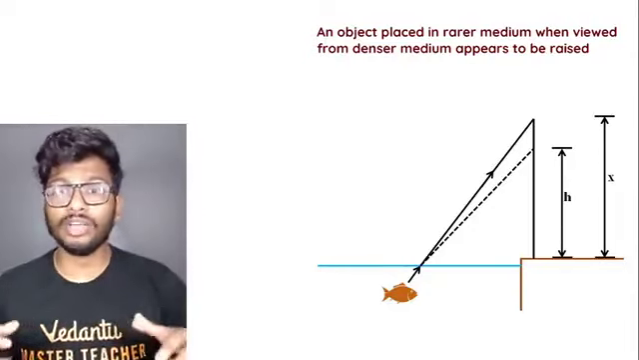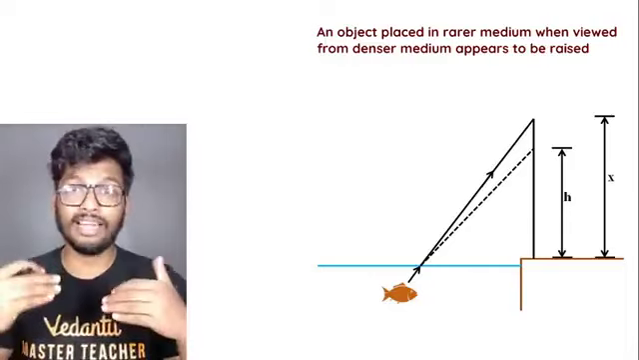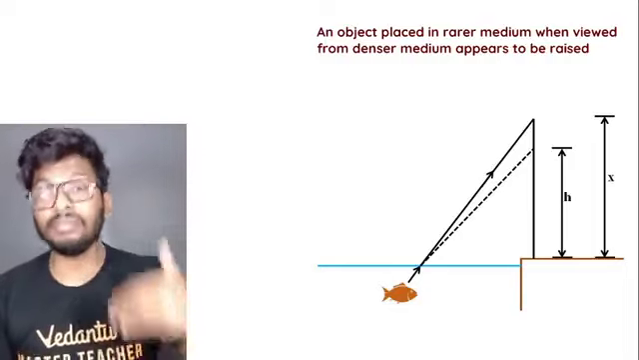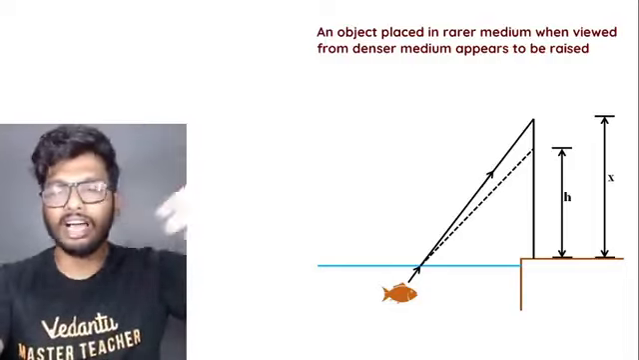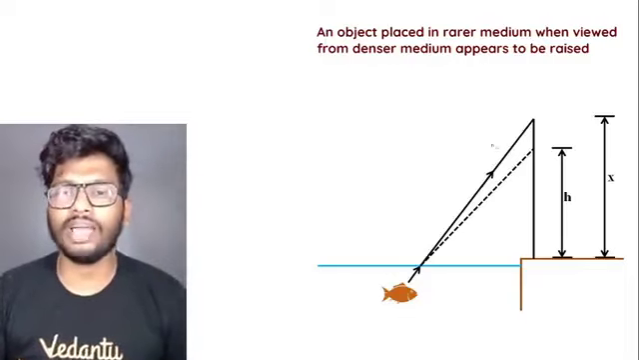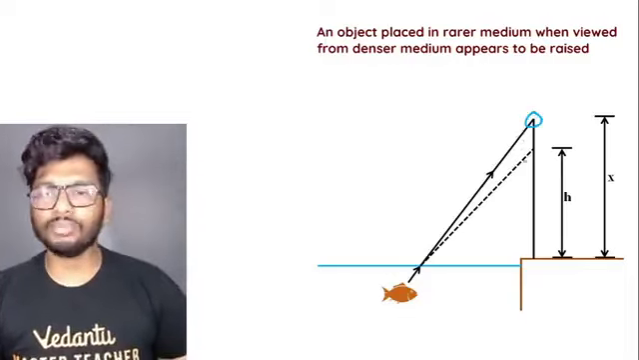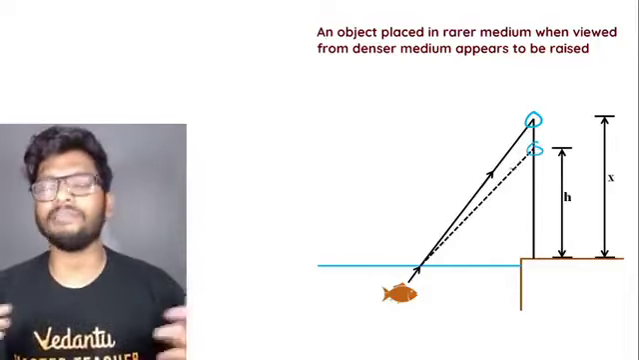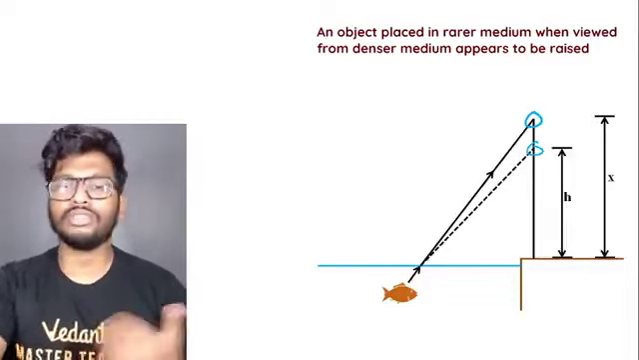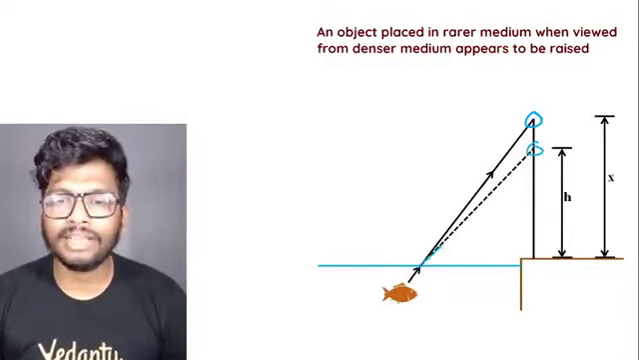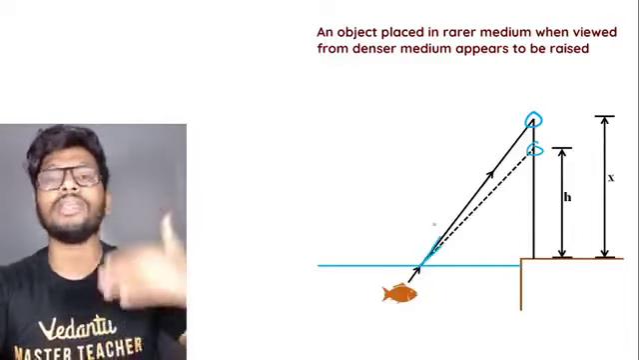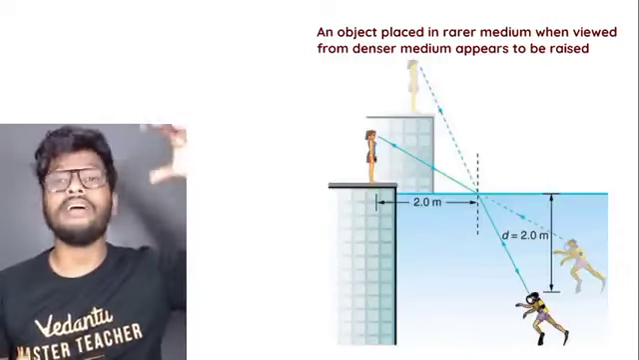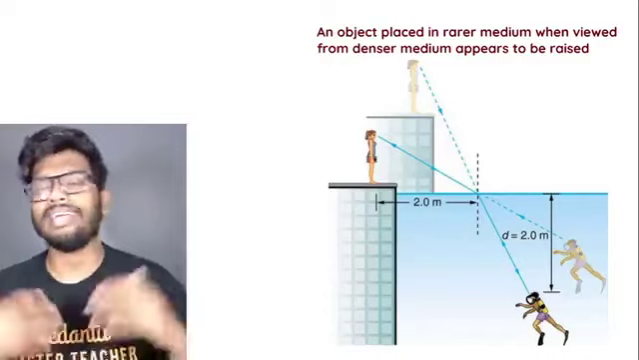It's not just that when you're looking at the object from rarer to denser medium there is a shift happening. When the object is viewed from the denser medium to the rarer medium, it also appears a little higher, or it appears to be raised up. So this is where the object appears to be, and this is the actual height of the object. Again, how do we come to that conclusion? Again, because there is refraction happening. So this is how the ray of light was supposed to go, but because of refraction it went this way. So it again looks raised up. So when the object is viewed from denser to rarer medium, it also looks raised up.